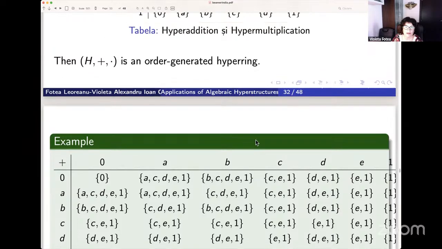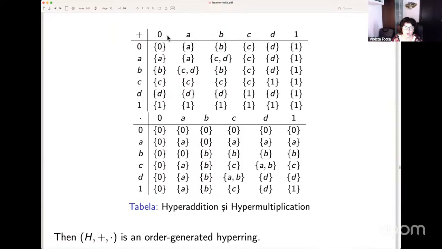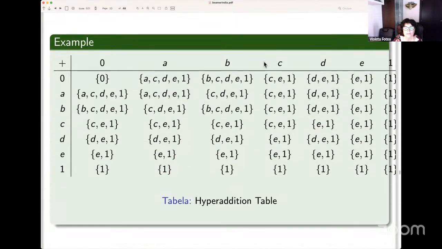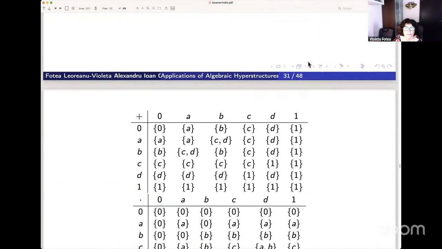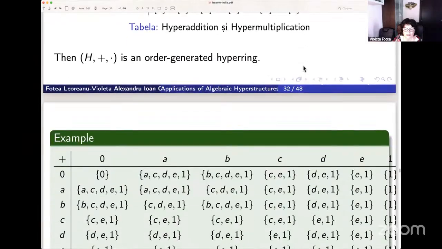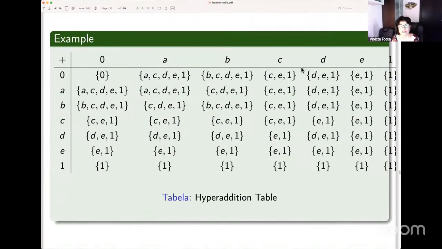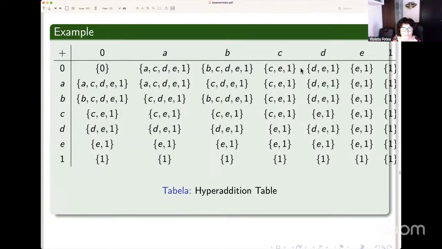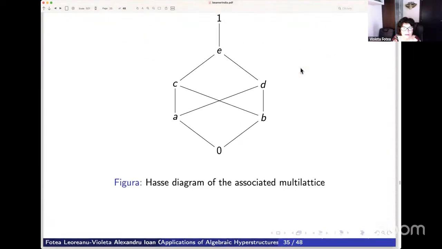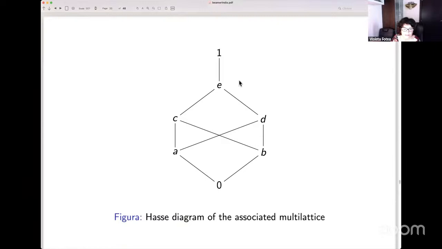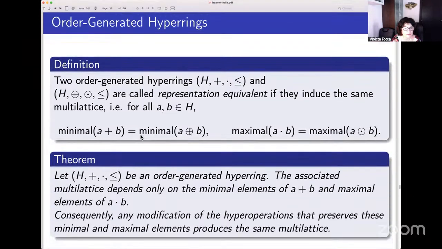Another example constructed also on this set of how many? Of 6 elements. A, B, C, no, this is 7. No, this is an example for a set with 7 elements. Okay, and we obtain this diagram for the associated multilattice. Okay, I just give an idea.